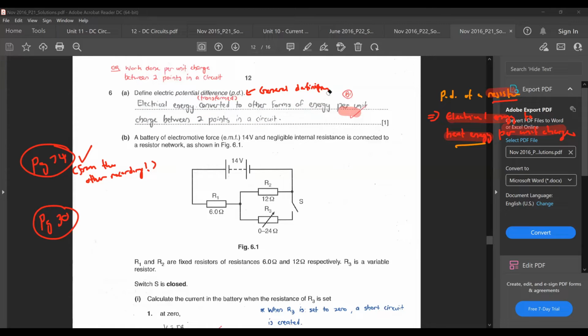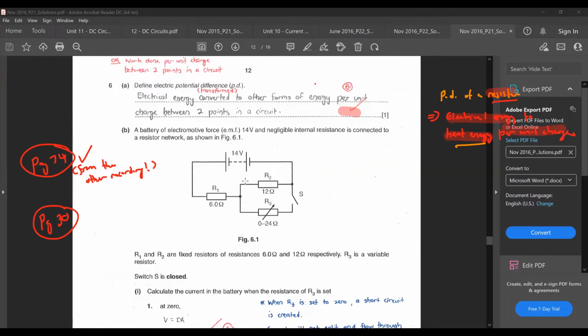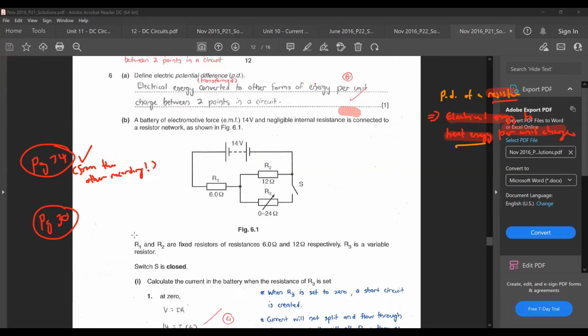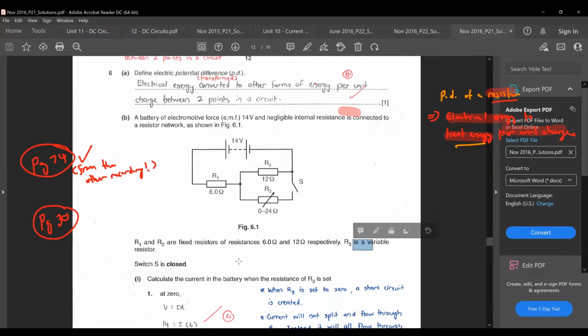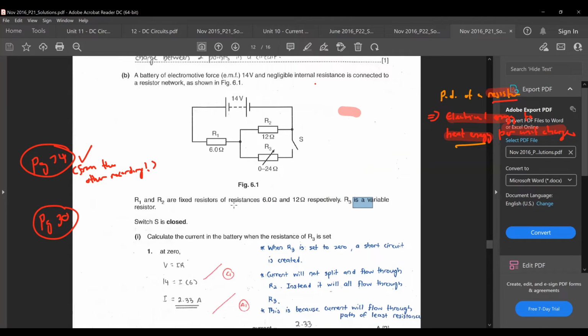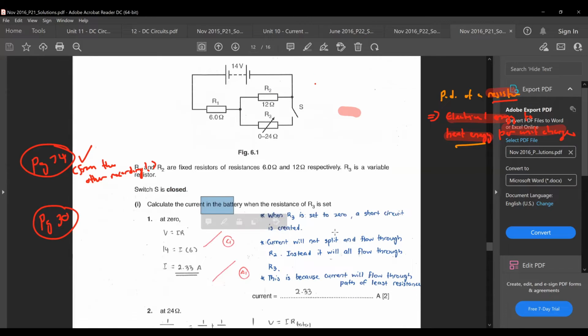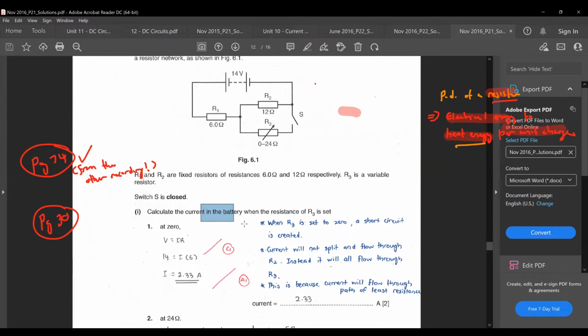Then look at part B. They say a battery of EMF 14 volts and negligible internal resistance is now connected to a network of resistors. R1 and R2 are fixed resistors of resistances 6 ohm and 12 ohms respectively. R3 is a variable resistor. Switch S is closed. Calculate the current in the battery when the resistance R3 is set at 0.